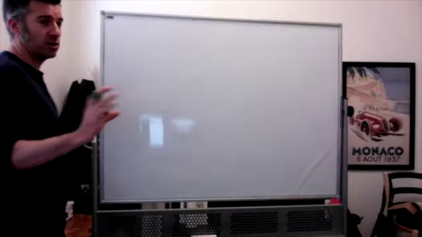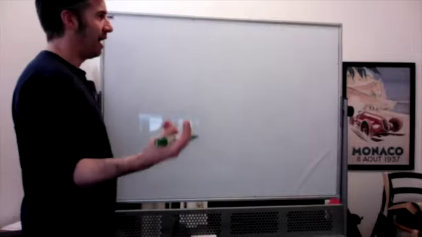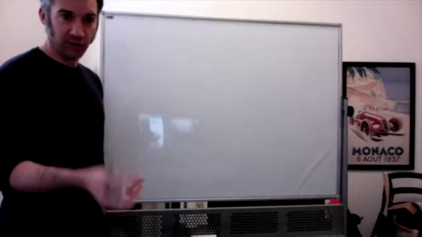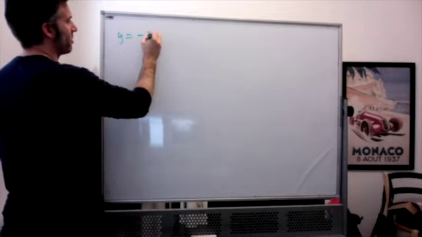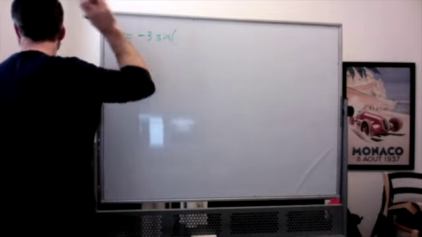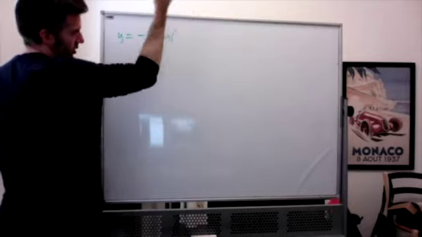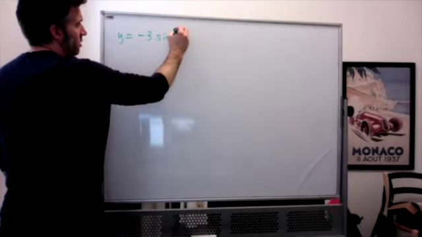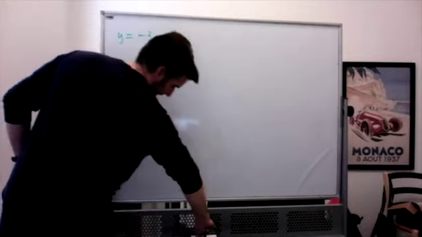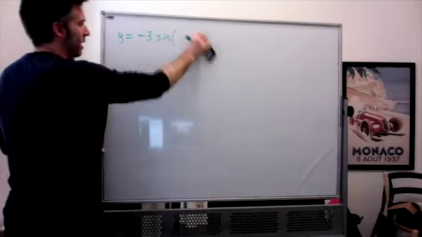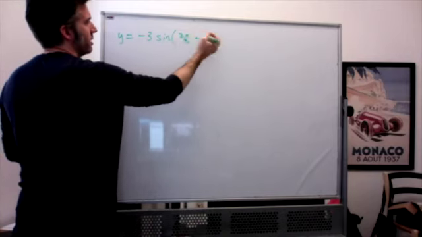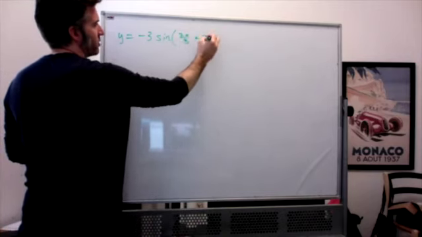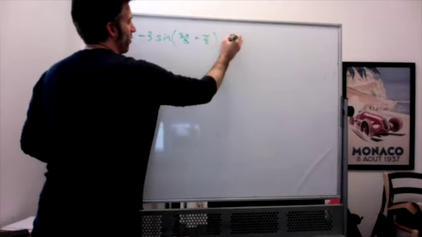So let's graph. I should point out that I am most likely to ask a trig graphing question in the following way. Let's say y equals, let's make it interesting, -3 sine of 2x over 3 plus pi over 2, plus 4.